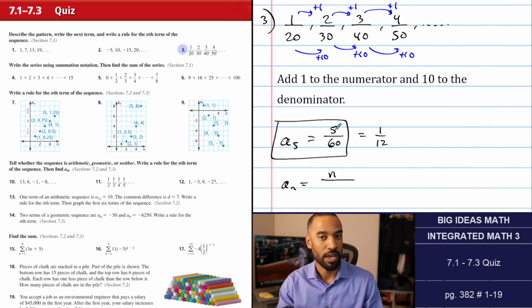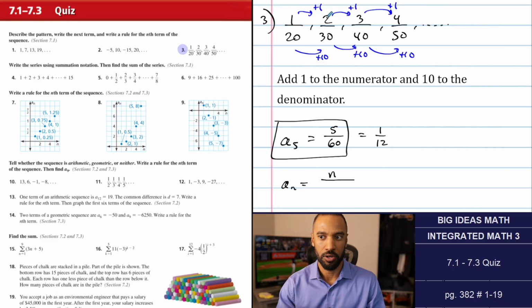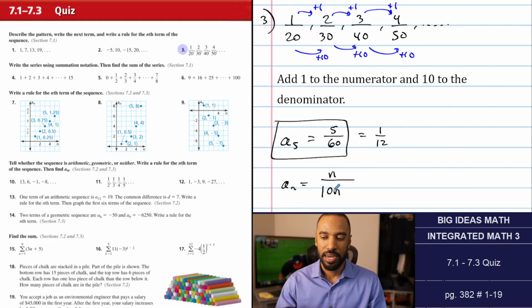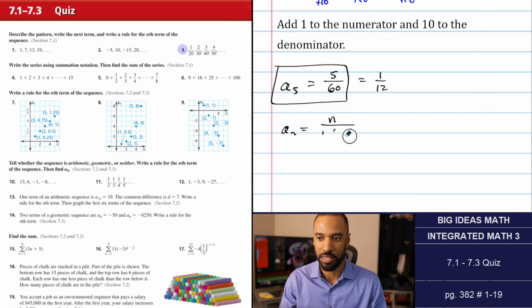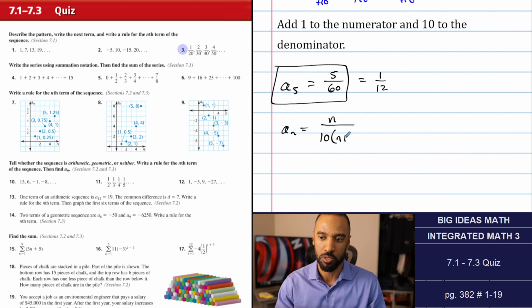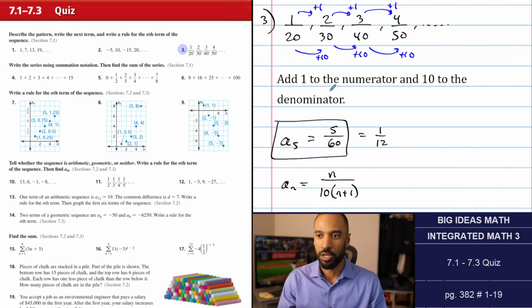A sub 5 has a 5, right? Now, this term seems to be 10 times bigger than the number after. 3, 34, 45, 50, things like that. So if we multiply n by 10, if I did 10n, then that would give me 1 over 10 and 2 over 20. I need to make this an n plus 1, if you will. And we could distribute the 10 if you wanted to. I kind of like it more like this, where you're making that n 1 larger than it is before you multiply it by 10.